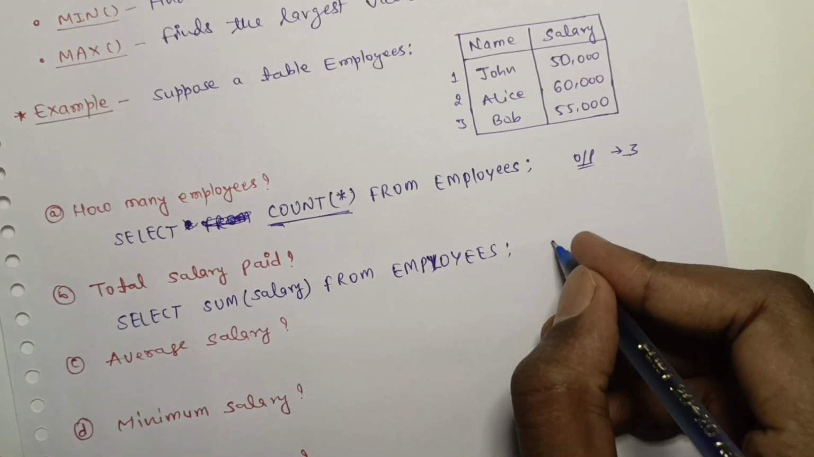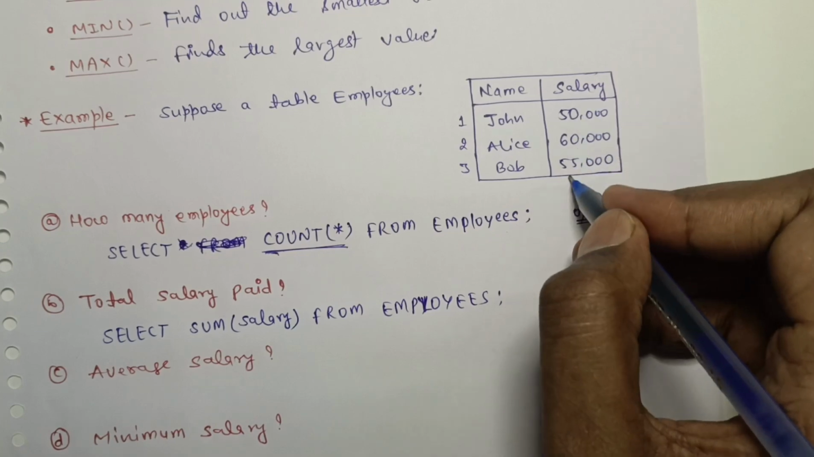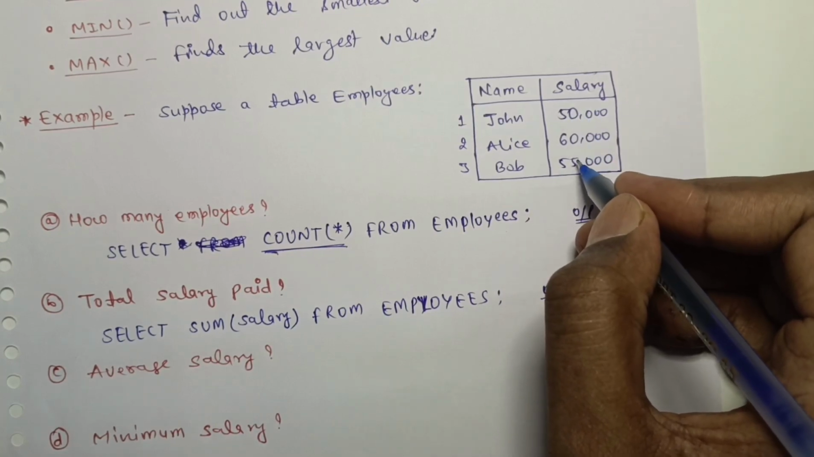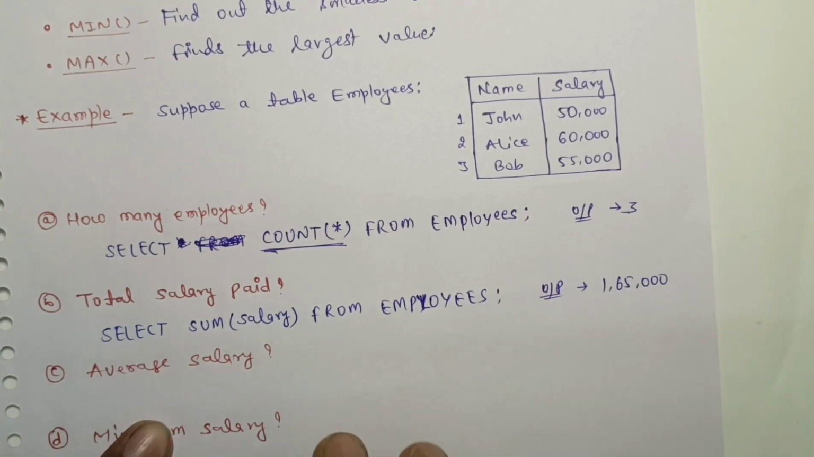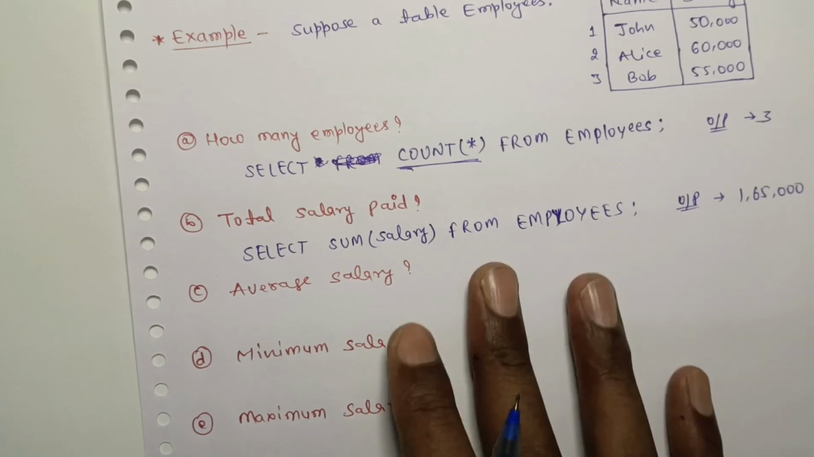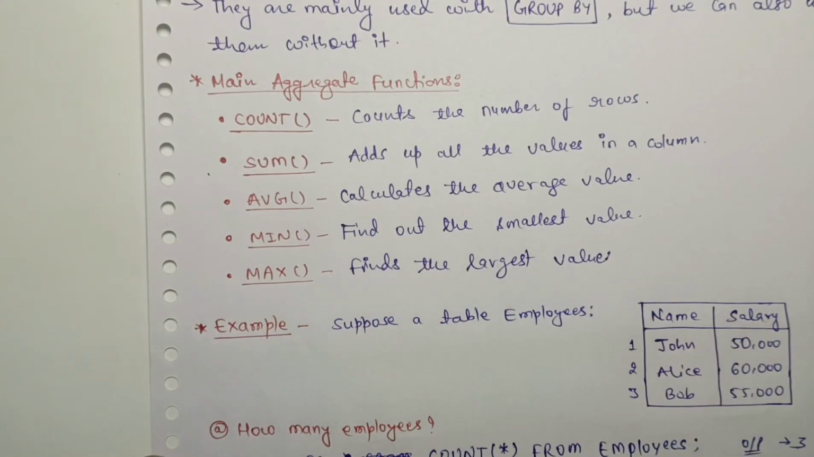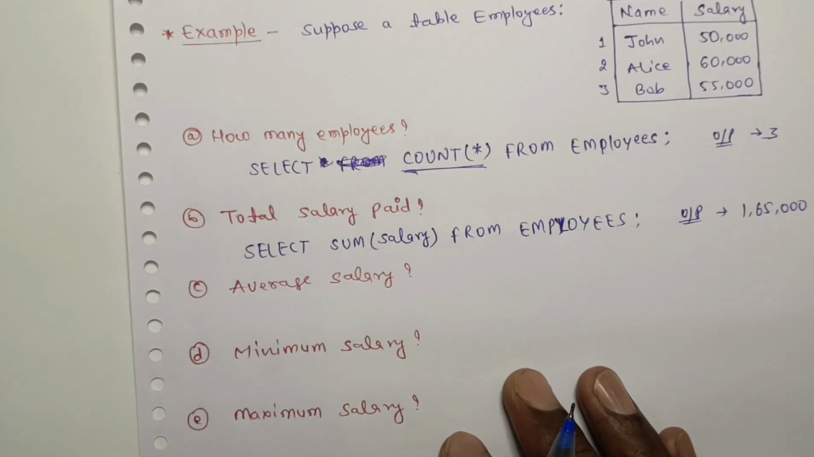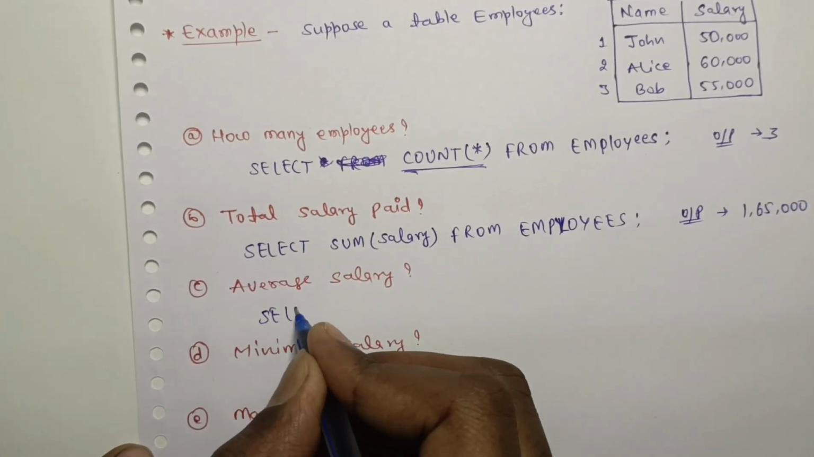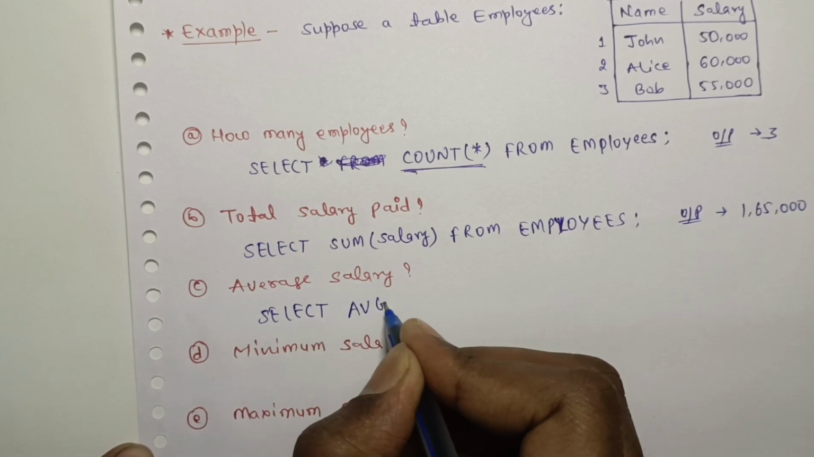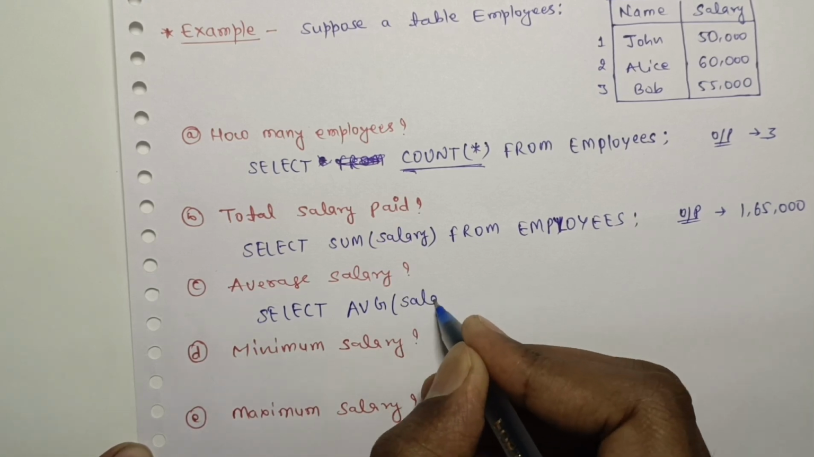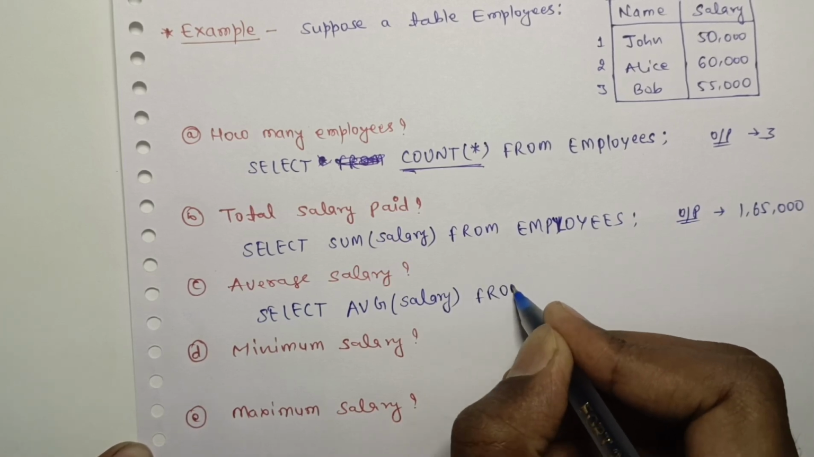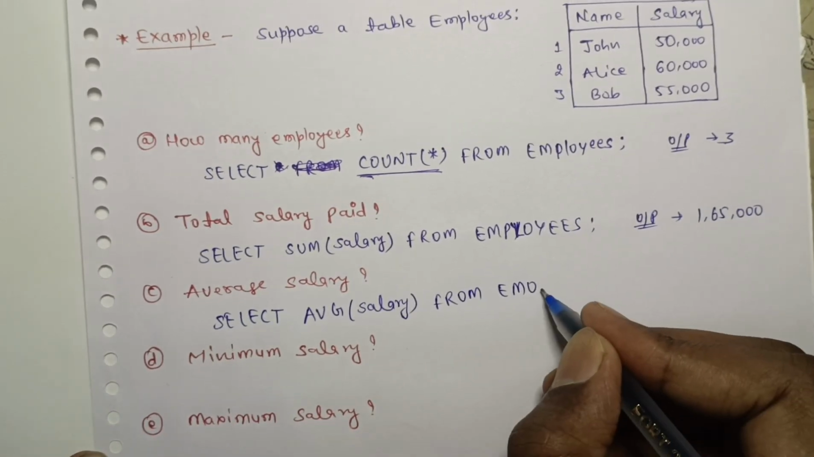So it will give the output as the sum of all the values of salary, which gives 1,65,000. The next question is average salary. For finding out the average salary, we can use the average aggregate function which calculates the average value. So for average salary, we write the command as select average, and we have to find the average of the salary column. So we specify the column name as salary and then the table name, employees.